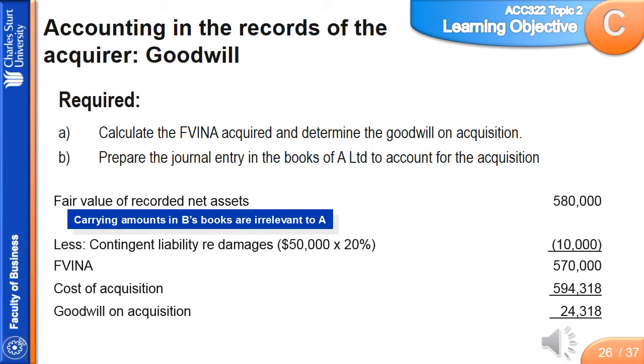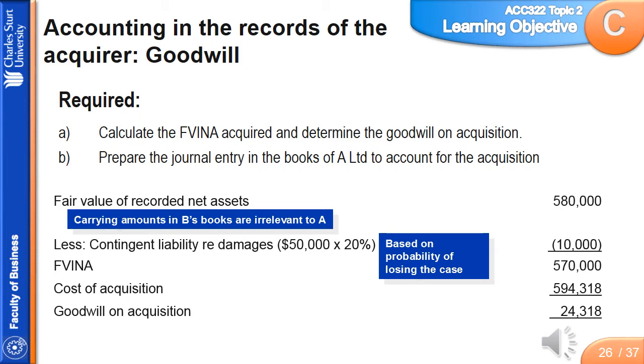Next, we've got that contingent liability to consider. That's a reduction of the net assets value, and it was $50,000, the expected cost, but a 20% chance of that happening. So 50,000 times 20% equals $10,000. So taking that off, we're left with a fair value of identifiable net assets of $570,000.